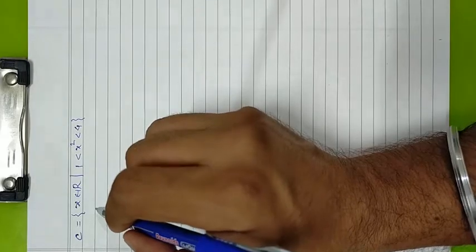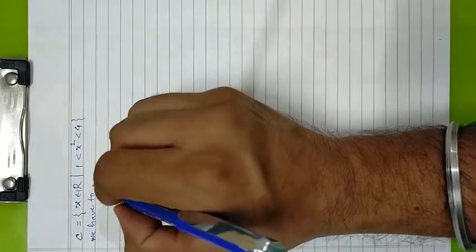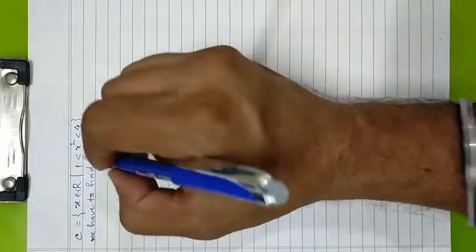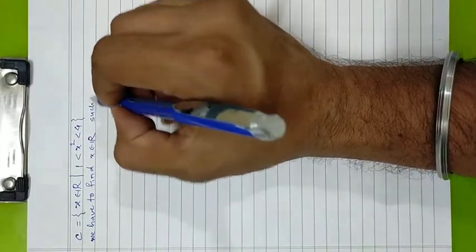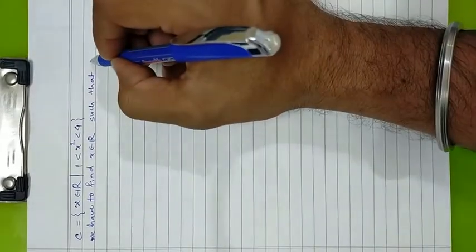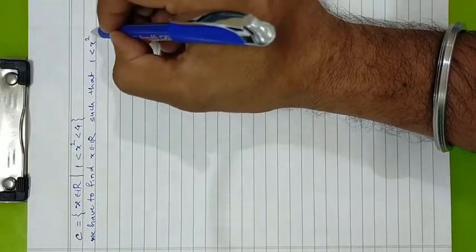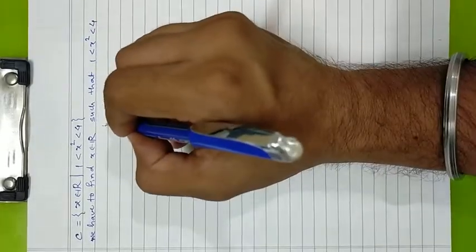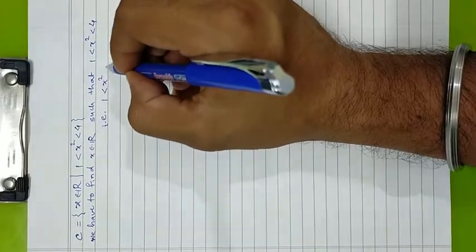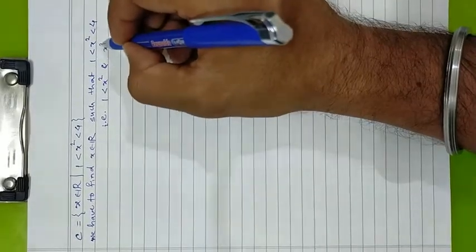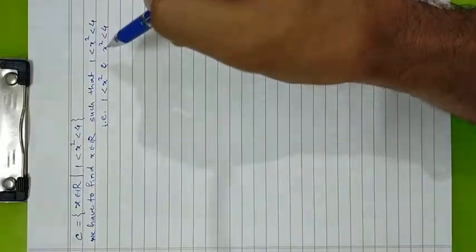How to find? We have to find real number x such that it should satisfy this condition, 1 less than x square less than 4. That means it should satisfy 1 is less than x square and x square is less than 4. So these are two conditions on this set, right?